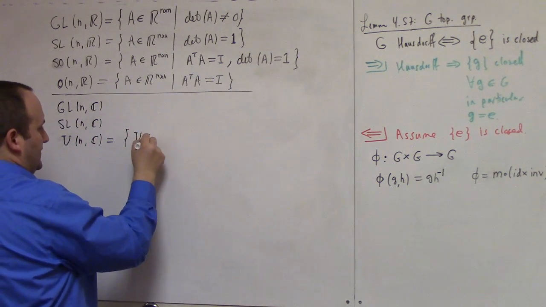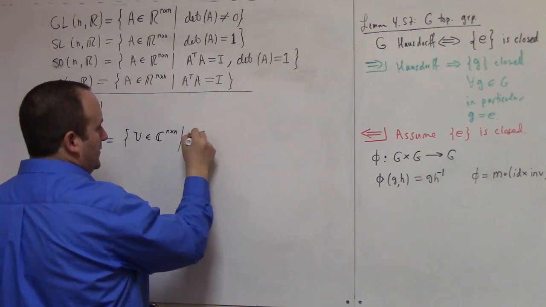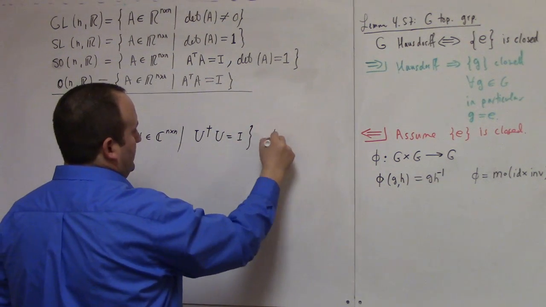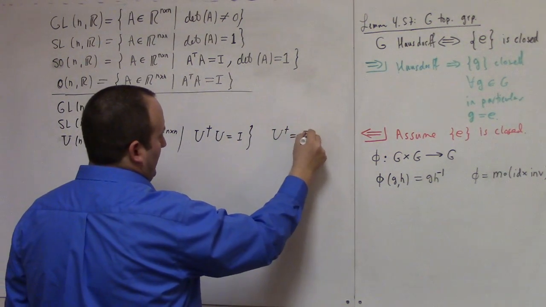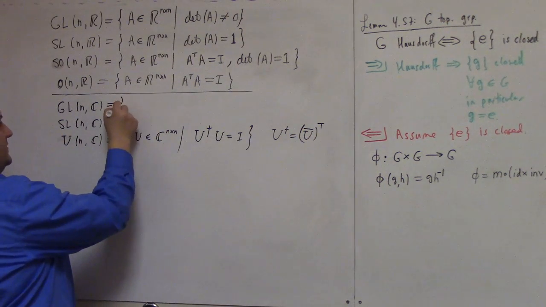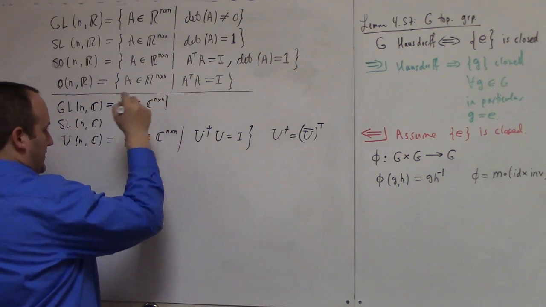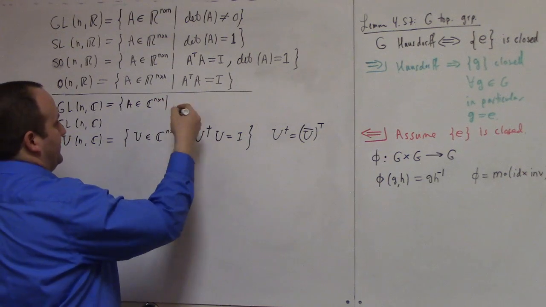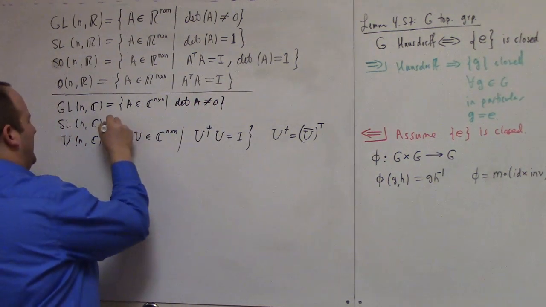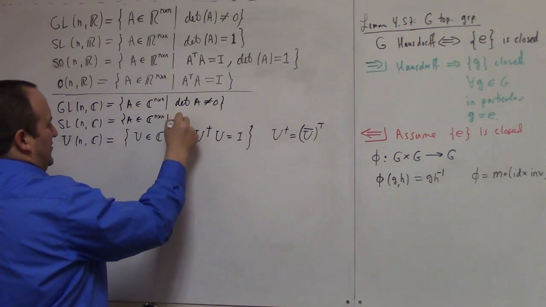This is U in n by n complex matrices, such that U dagger U is equal to the identity. Here U dagger is U conjugate transpose. Now GL(n) is just A in C^(n by n) such that the determinant is nonzero. So much writing. Why am I writing this all out? I started, I can't stop. I'm sorry, guys. This is so boring.